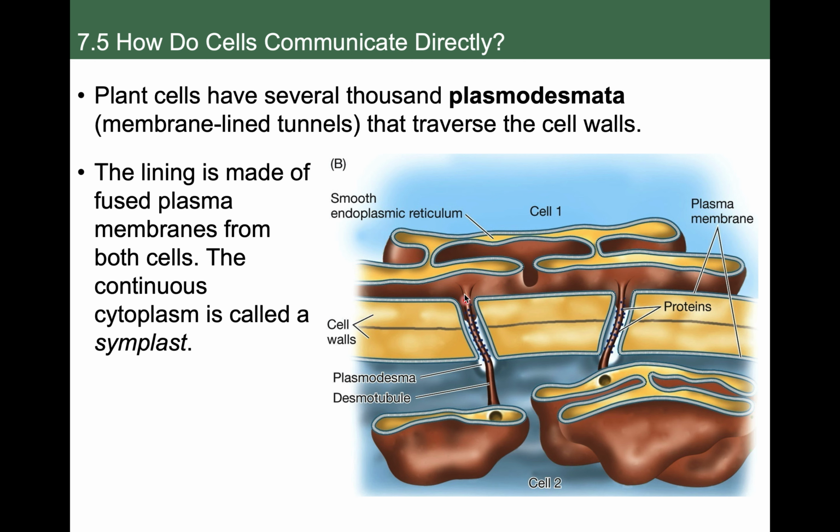So you could have molecules actually inside the ER moving through from one cell to the next, or there is a little bit of space around the ER tube that goes through the plasmodesmata, so there's some space around that which small molecules could pass through as well. But again, you could have signaling molecules moving from one cell to another.